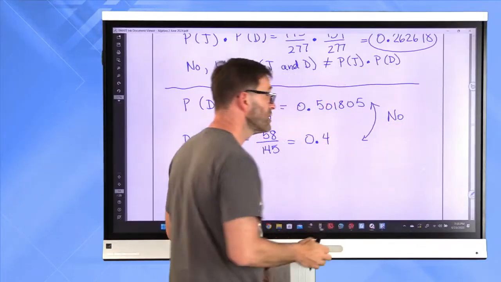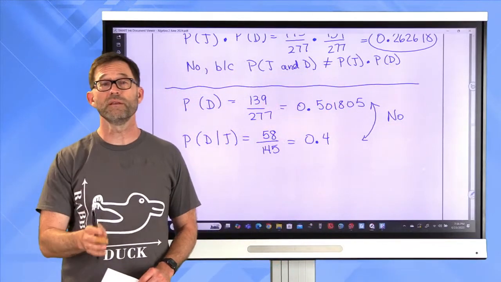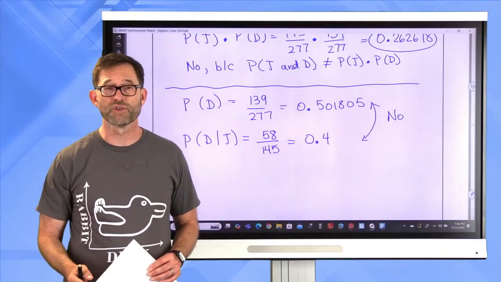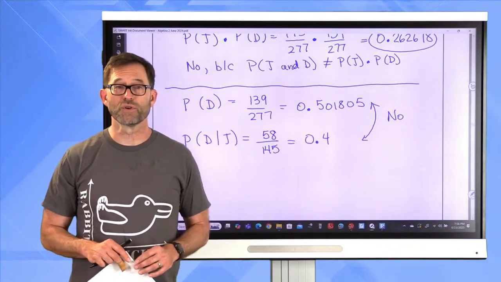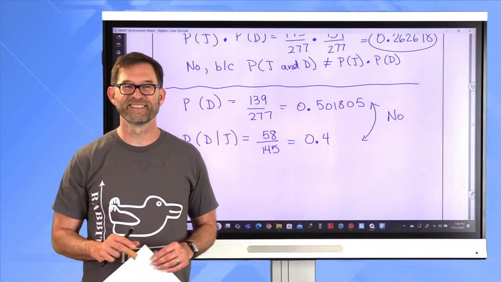And then you'd say, because the probability of D does not equal the probability of D given J. Whichever of those feels more natural to you, that's what you should go with. All right, let's keep going.